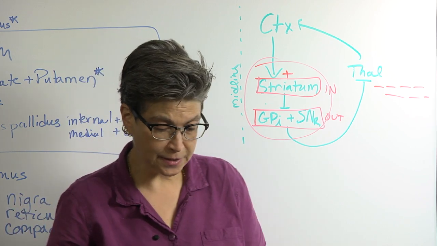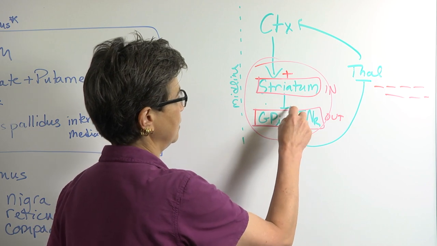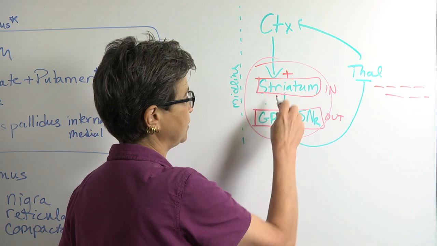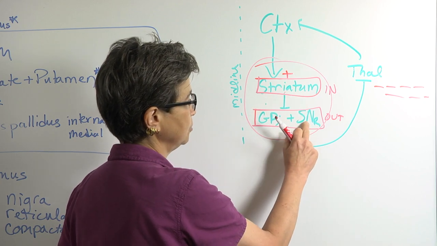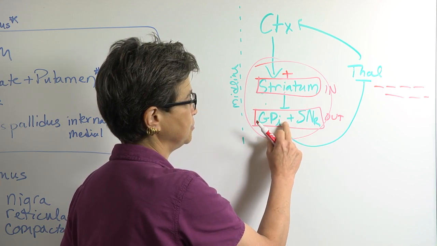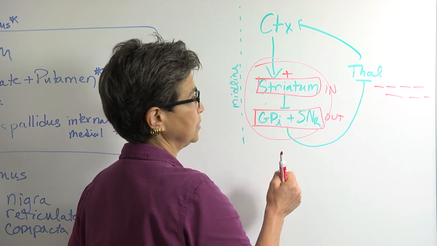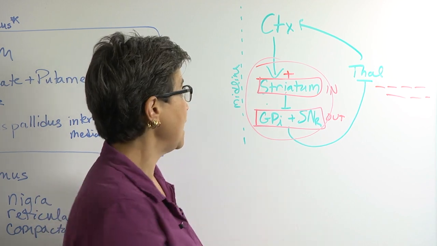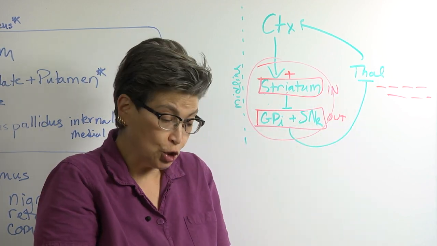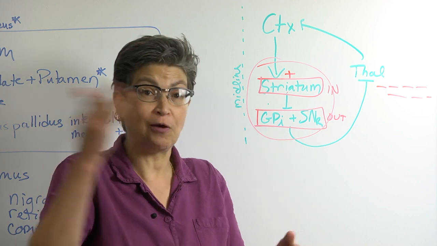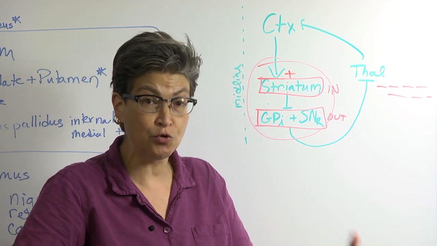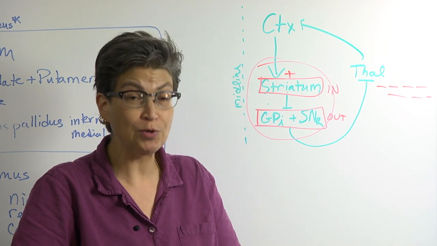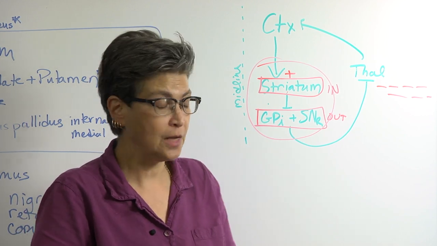Now, what happens is that there are two inhibitions. There's an inhibition from the striatum to the globus pallidus internal and the substantia nigra pars reticulata, and then there's an inhibition from here to the thalamus. So two negatives make a positive. This is called disinhibition. And so when this happens, you lift that wet blanket, you release a movement from inhibition. You enable it by releasing it.